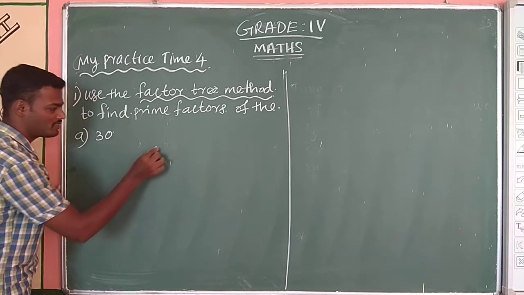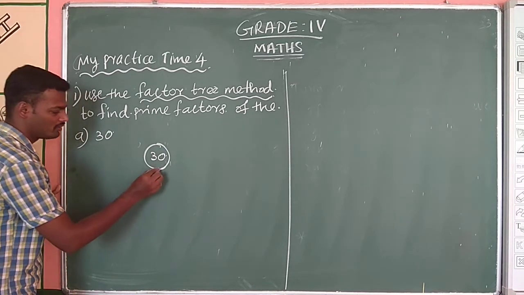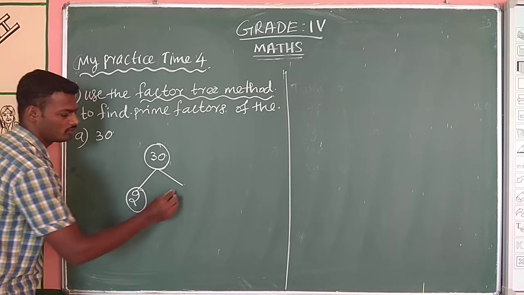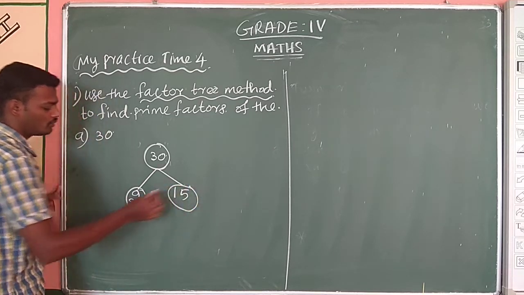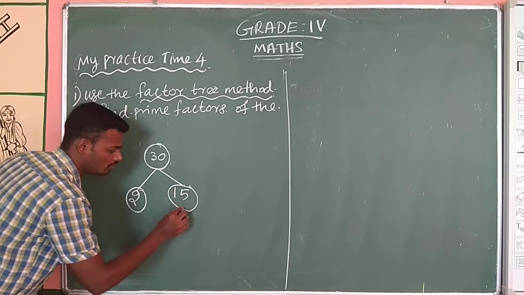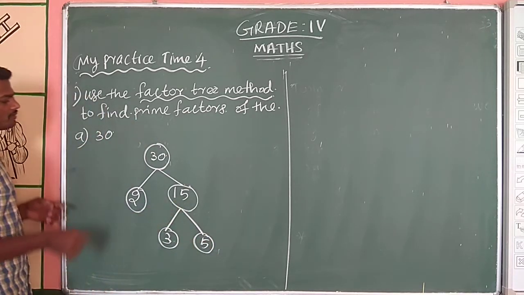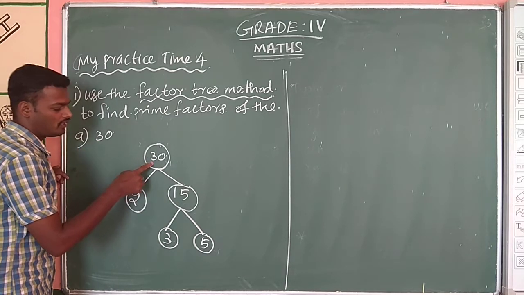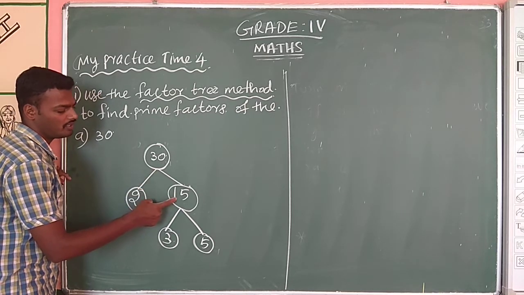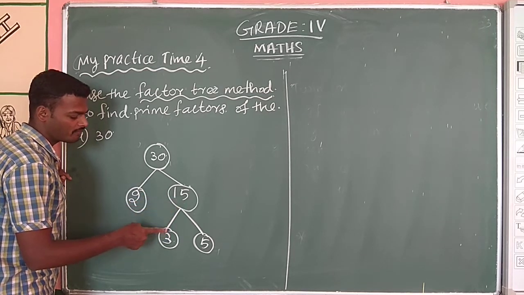So tree method, first 30. We write 30 as 2 into 15. 2 is a prime number. Next one, 15 splits into 3 into 5. So 30 is 2 into 15, 2 is a prime number, and 15 is 3 into 5.